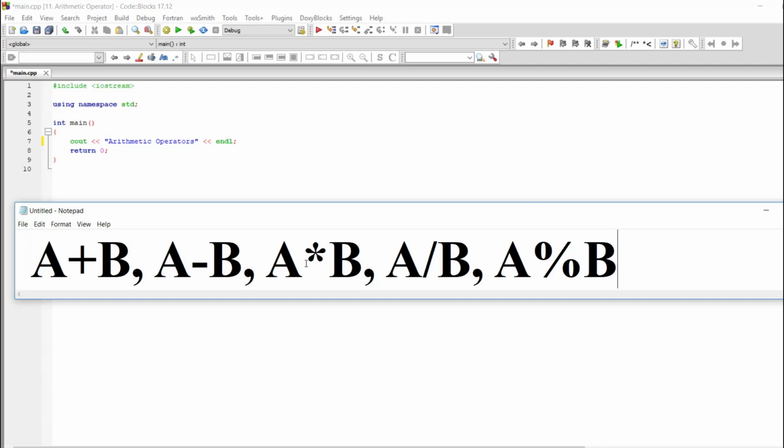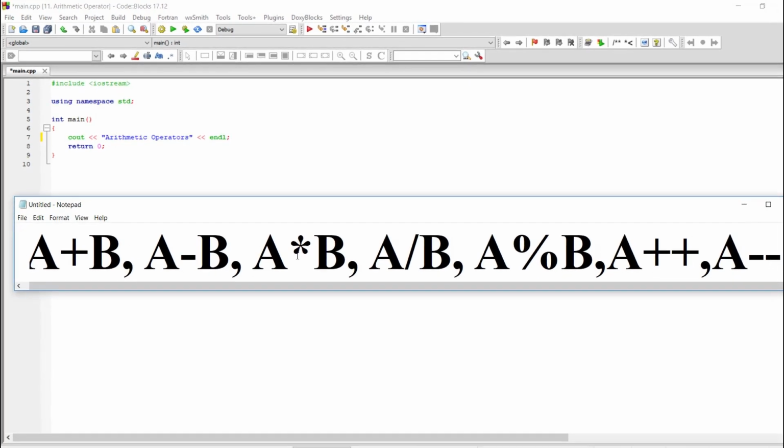The next ones we have are A plus plus and A minus minus. So this is another one we have. The first one is the add operator, so this adds two numbers. This is add, not AND; we have a different one entirely called AND. This is add. Then this is the subtract operator, so this subtracts two operands.